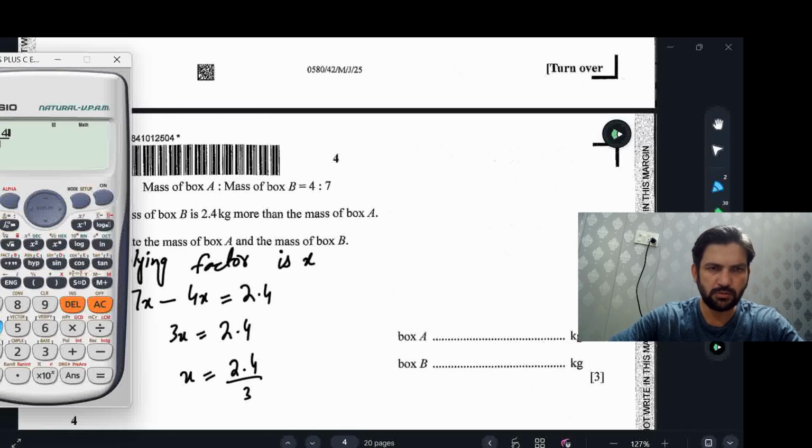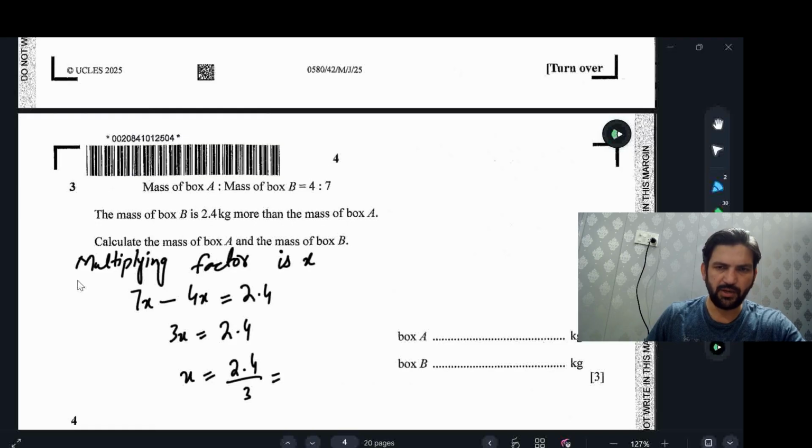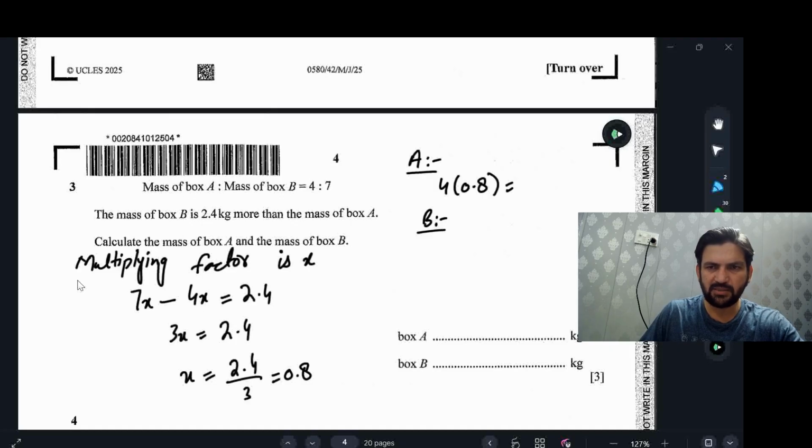Now we can see the value of x. This will be 2.4 divided by 3, so this will be 4 by 5, or you can say 0.8. Now from here what we can do is, we know that box A was 4x, which means 4 into 0.8, and then we have box B, it was 7x, which means 7 into 0.8.